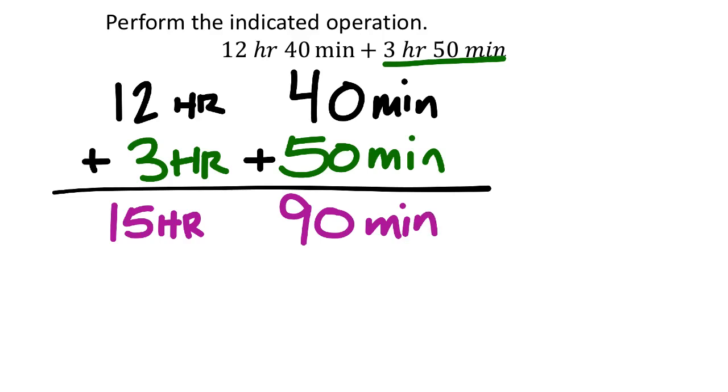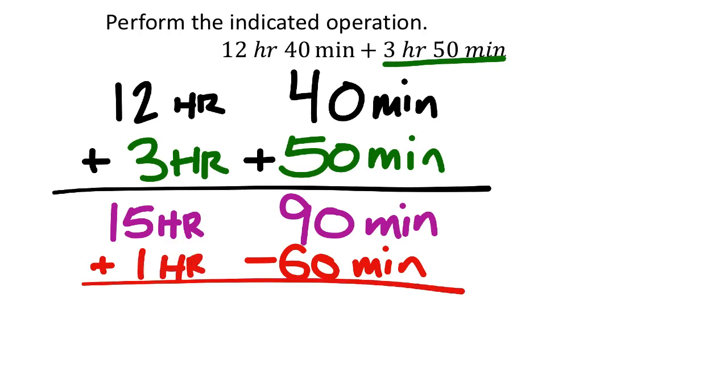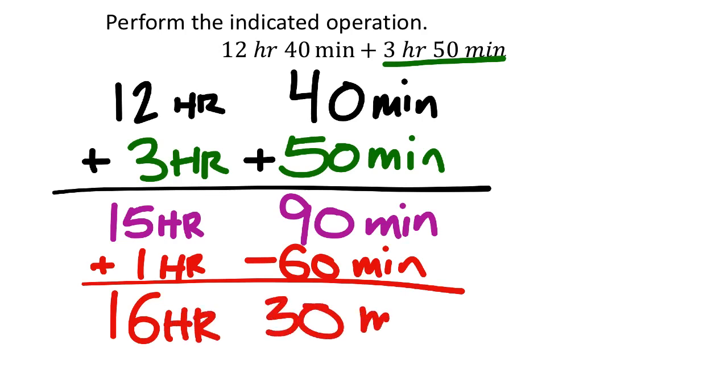Well, when we look at the smaller units, 90 minutes, I have enough minutes to make up 1 full hour. Well, how many minutes do make up an hour? 60, right? So if I take away 60 minutes, I can convert those into 1 hour. See how those are the same right there? And now I end up with 16 hours and 30 minutes.